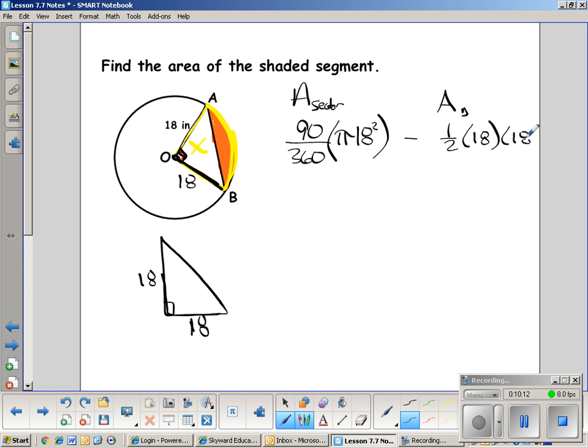Okay? Do you agree that 90 out of 360 is the same as 1 out of 4? 90 goes into 360 4 times. Or you can cancel the zeros and then 9 goes into 36 4 times, either way. So we get 1/4. And this is 324, I think. Is that correct?